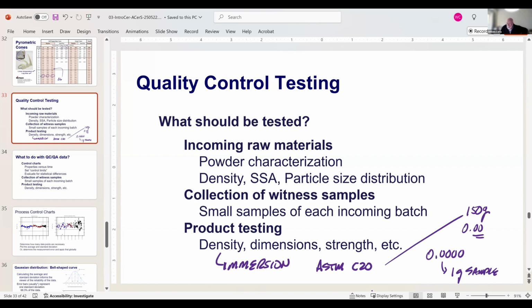Dimensions on your ware, of course, you may measure strength. Measuring strength is not trivial. It takes a lot of time, and then you need to analyze the data. What you test, you may do electrical testing, you may do optical testing, depending on what you're making. Compile that data. So what do you do with the data?